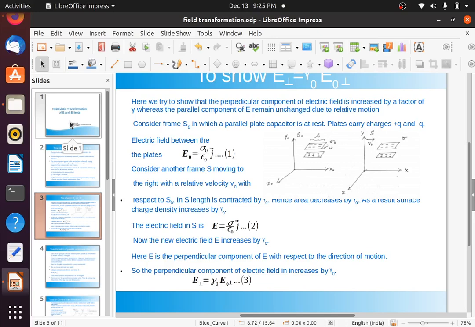So because the electric field is directed in a direction perpendicular to the relative motion, we represent this field as E perpendicular, and so here we see that the E perpendicular is modified or increased by a factor gamma 0, which is the Lorentz factor that exists between the two frames.